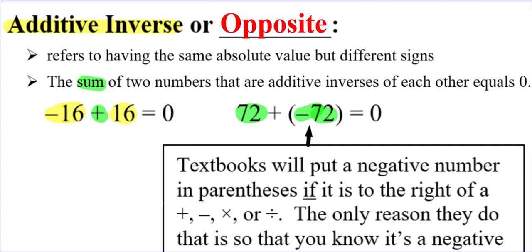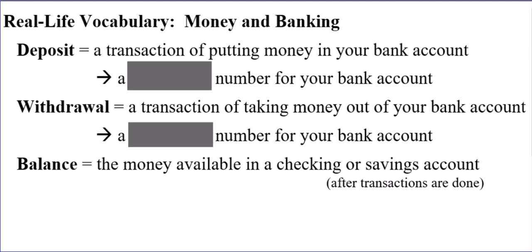All right, let's talk about some real life vocabulary where negatives and positives are a thing, starting with money and banking. All right, first of all, you're going to notice that the word transaction is being used here. I do not have this defined for you on your page, but a transaction in banking is simply doing something with your money, either putting money into the bank or taking money out of the bank. That is what a transaction is in regards to banking.